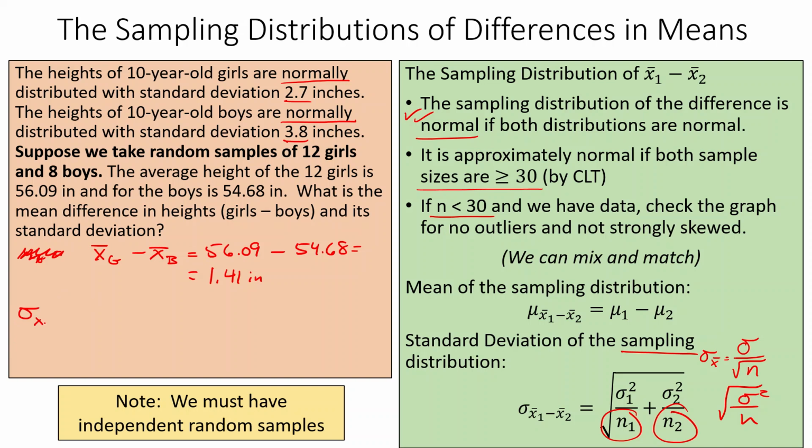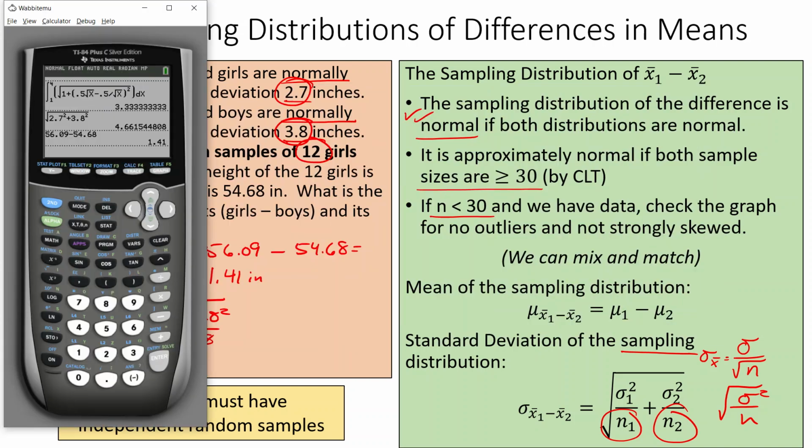So the standard deviation for the sample mean girls minus the sample mean boys is equal to the square root of, let's see, we're doing girls first. The girls was 2.7, and we took random samples of 12 girls. So we get 2.7 squared over 12. Plus for the boys, we were taking samples of 8 boys, and their standard deviation is 3.8. So it's 3.8 squared over 8.